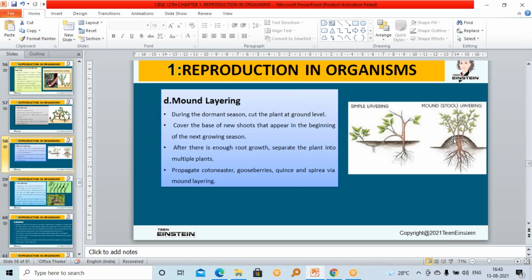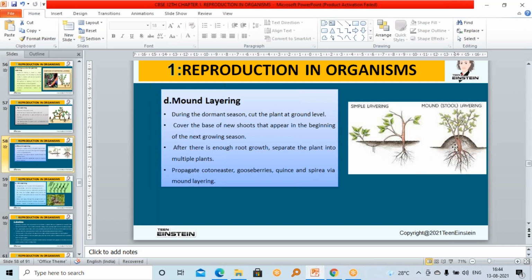So after properly covering with soil, you can see the covering here. Root formation will happen. When the root formation is sufficient, we can check, and if the root formation is in sufficient form, we can separate this plant part and we can form multiple plants. So the propagation of gooseberries, quince, etc. All these things can be done by this method.